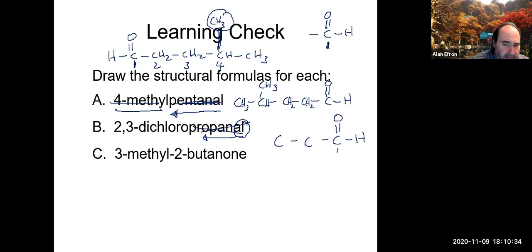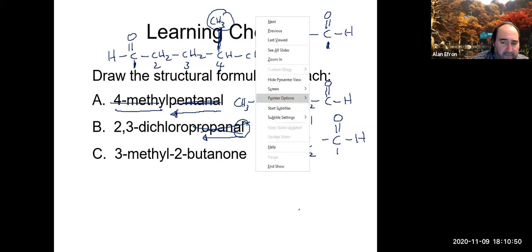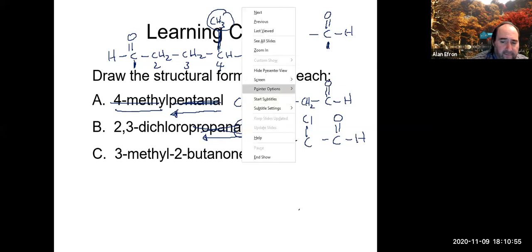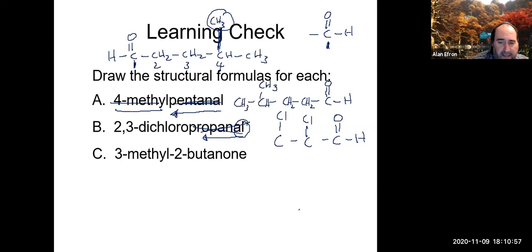Since I put mine on the right-hand side, that's going to be carbon number one for me. This will be carbon two. This would be carbon three. And we see that we have two chlorines, one at carbon two and one at carbon three. And at this point, everything else is going to be hydrogen to get carbon to four. So this one needs just one. This one needs a couple in this particular case. Any questions on that particular one there?